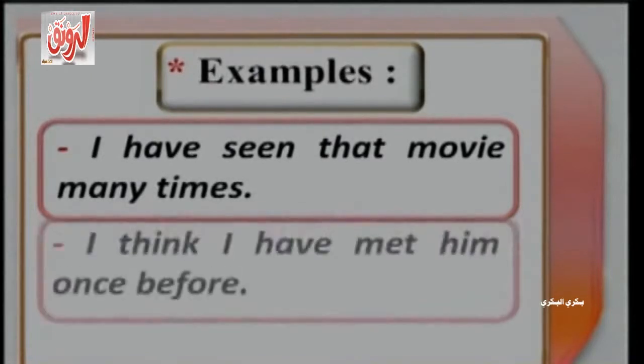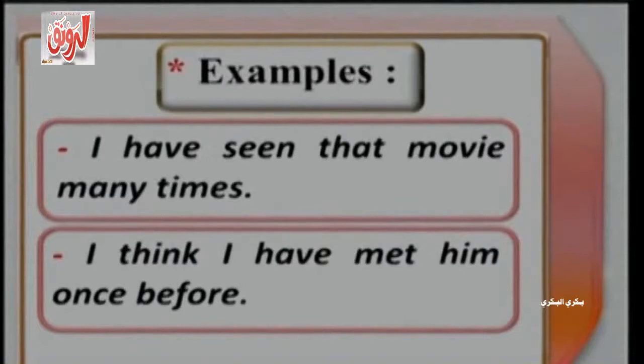One example. I think I have met him once before. Once means one time. I have met is a perfect action. I have, you have, we have, they have, plus past participle.